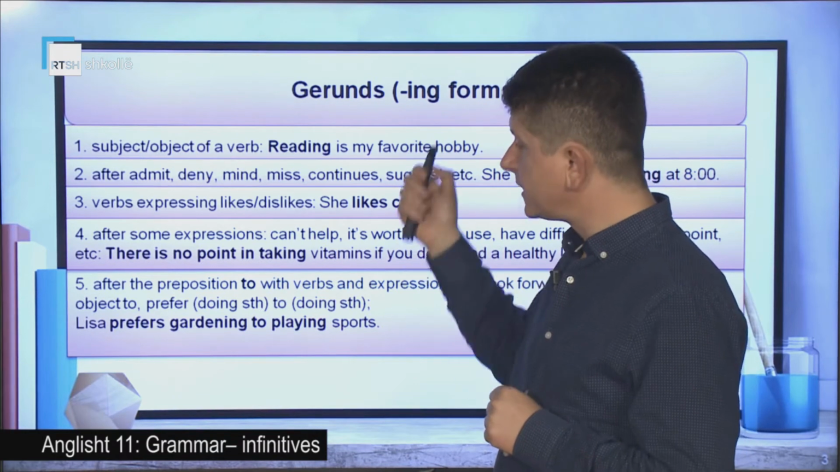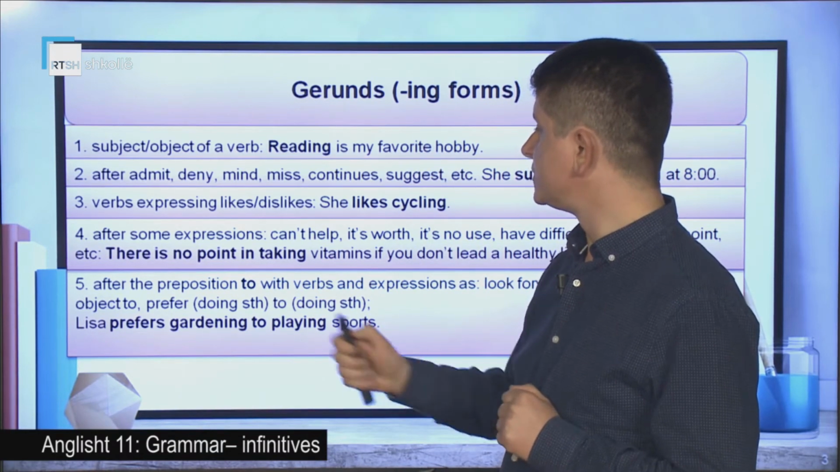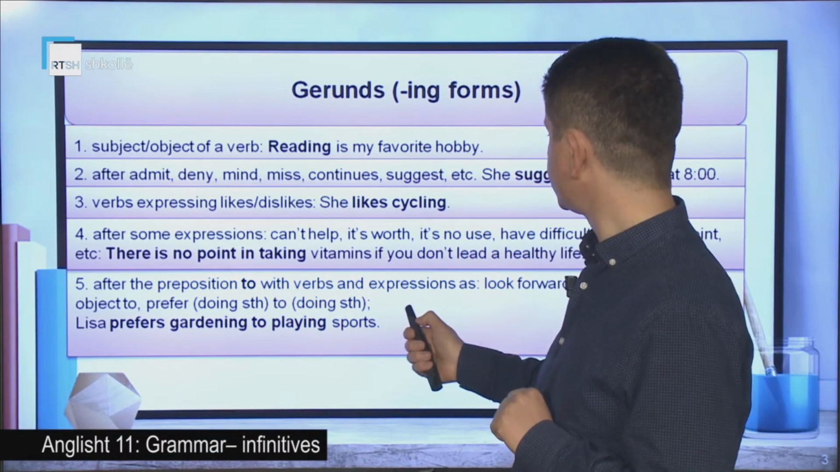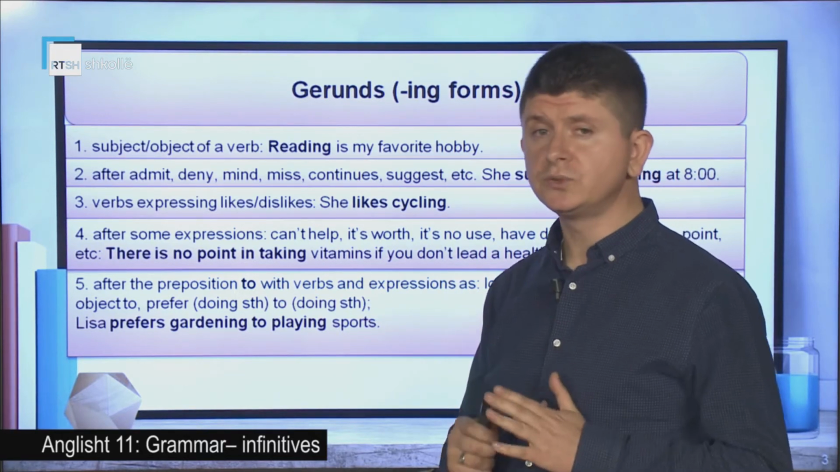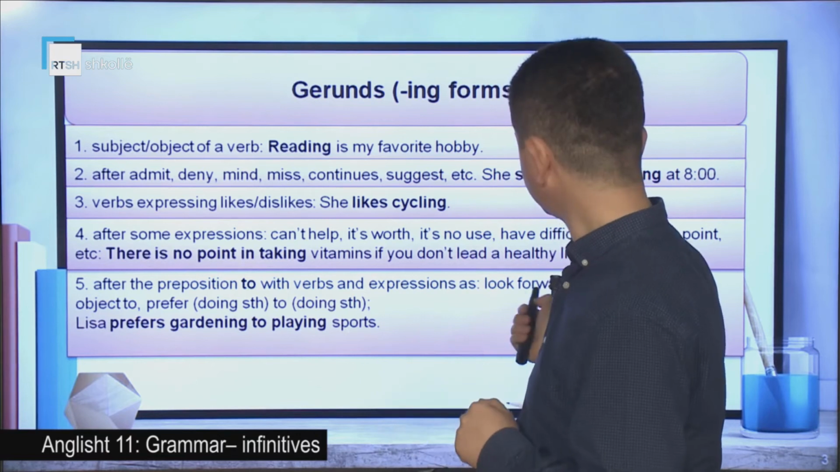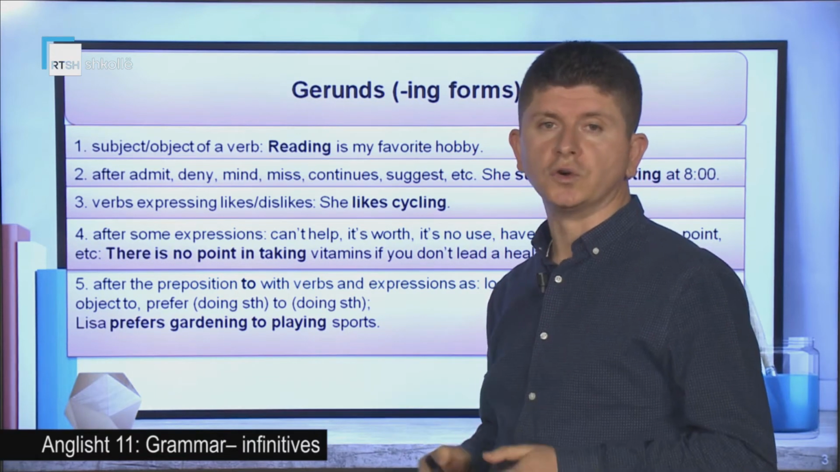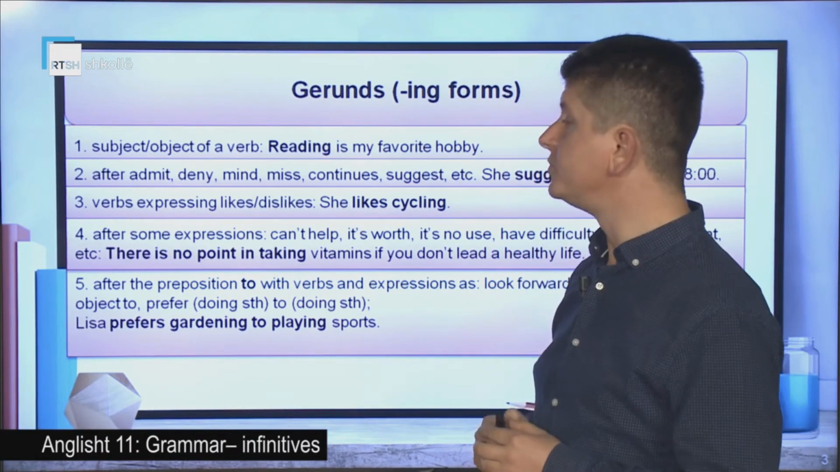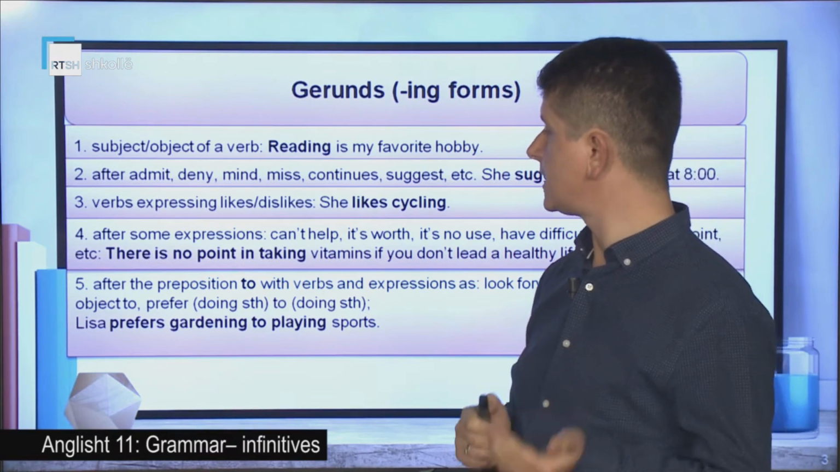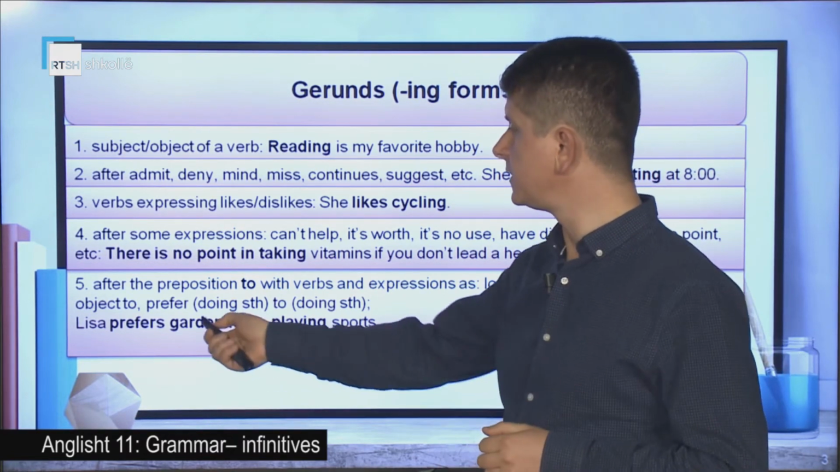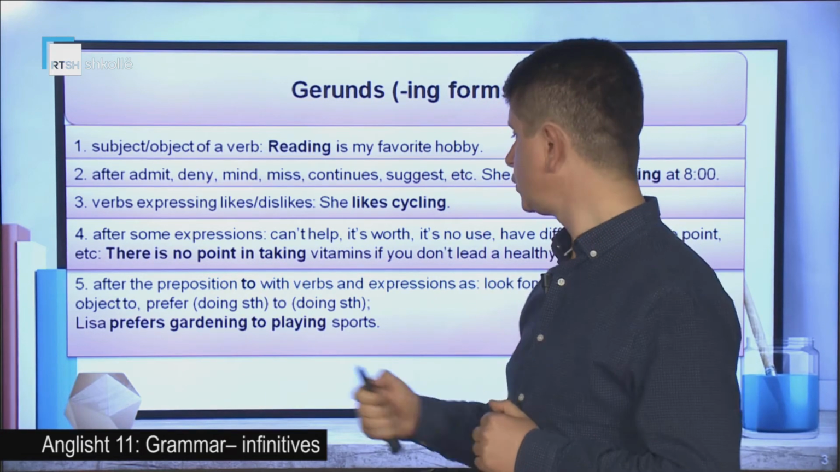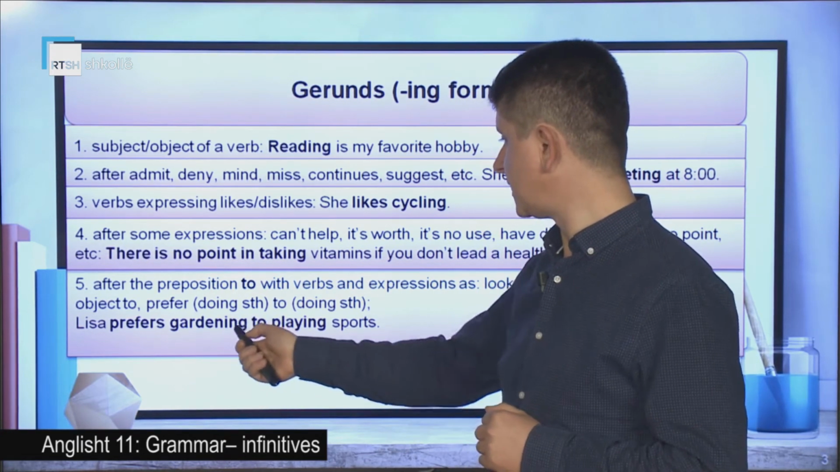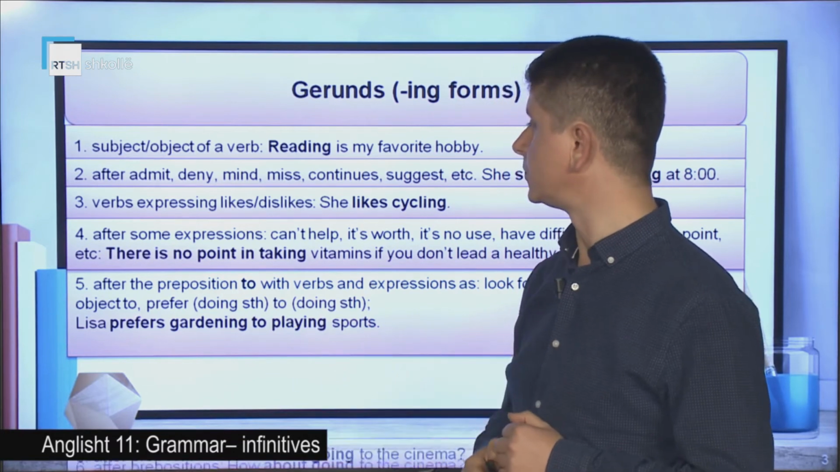So we see the expression there is no point and taking the ing form. We use again the ing form after the preposition to, with verbs and expressions such as look forward to, it takes an ing form, even though it's got a to. Be used to or get used to, object to, or prefer doing something to doing something. Here is an example. Lisa prefers gardening to playing sports. We see we have to playing sports.